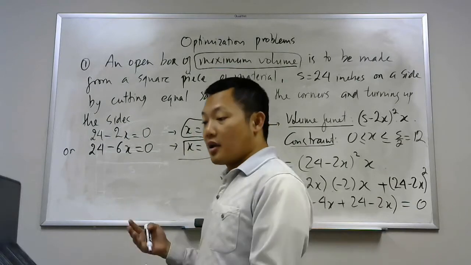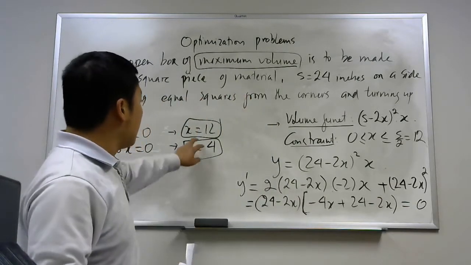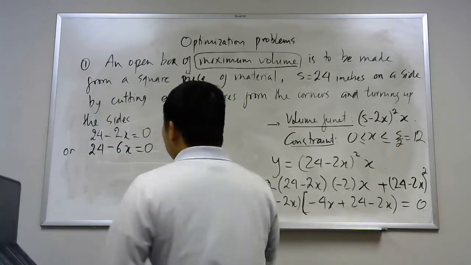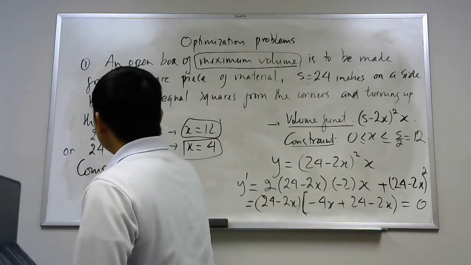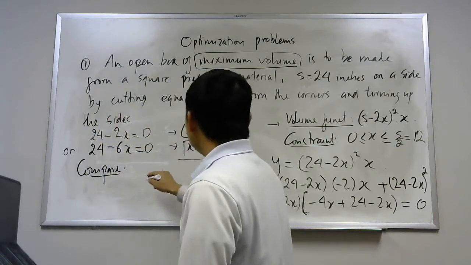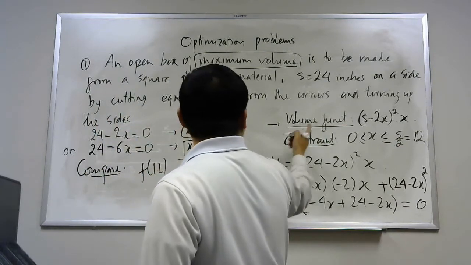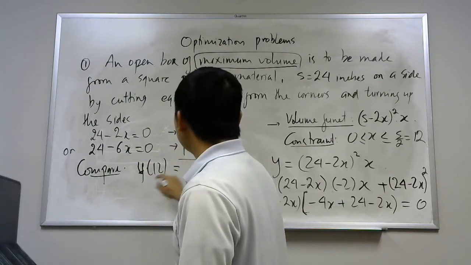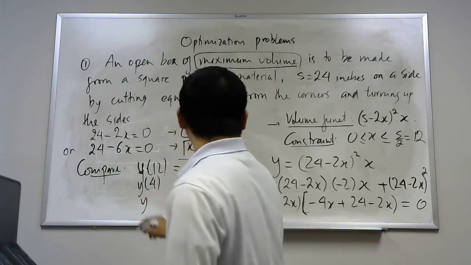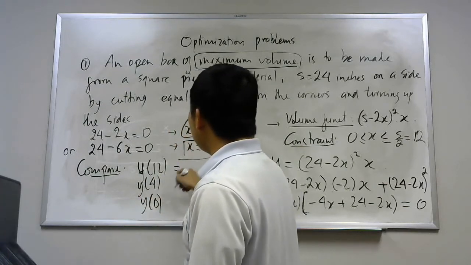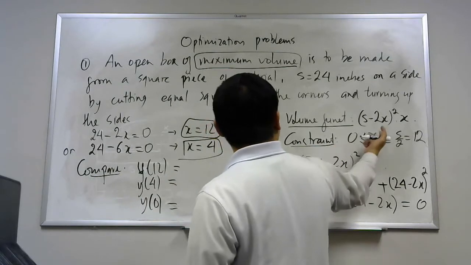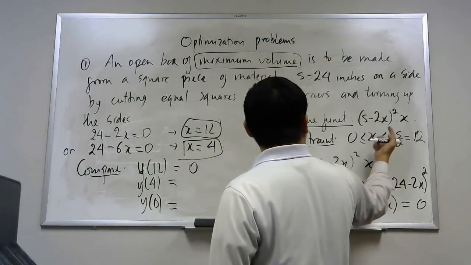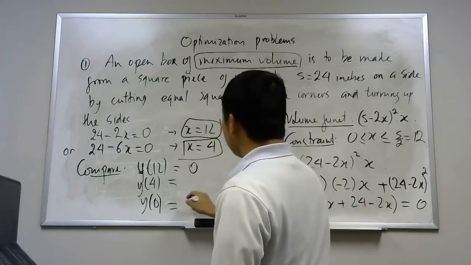So our volume function has 2 critical points, right? And here's the endpoint. Now I just need to compare function values at 12. The function value at, okay, I write y at 12, and then y at 4, and then y at 0. And as we can see from here, when you plug 12 into this function, you get 0. You plug 0 into this function, you get 0.